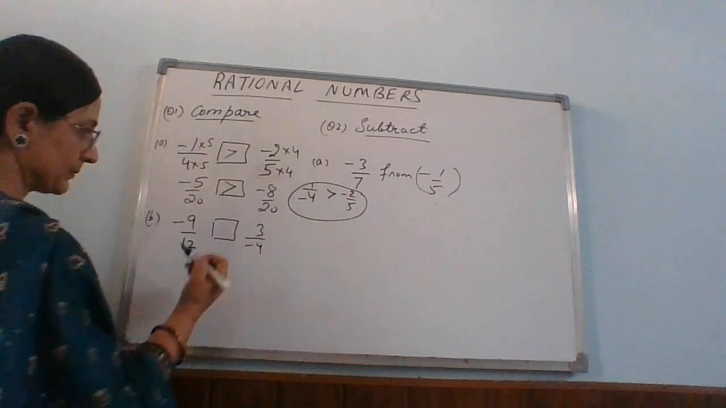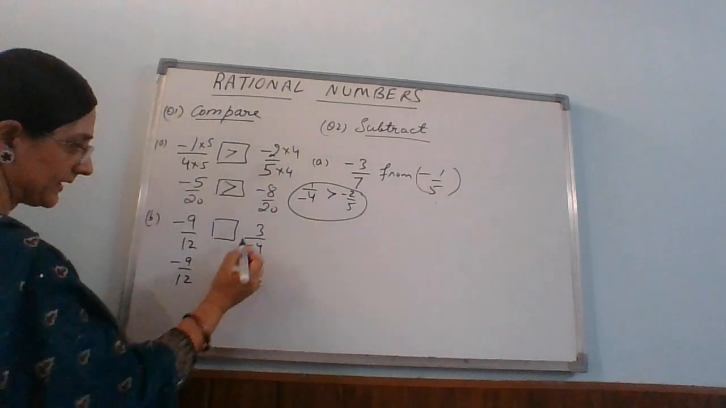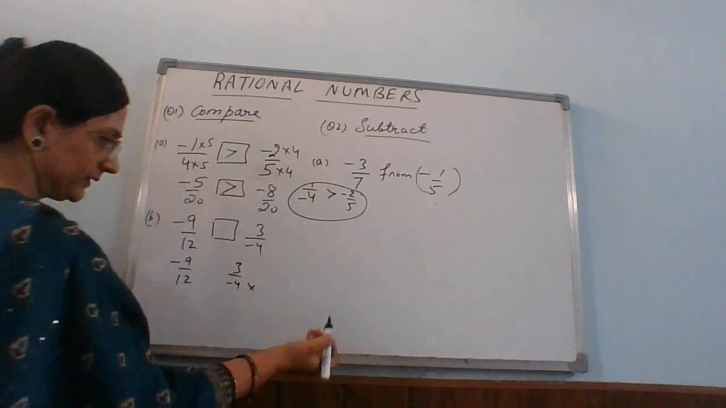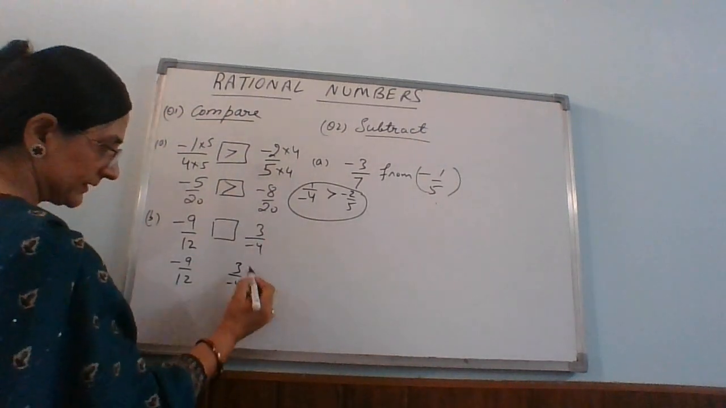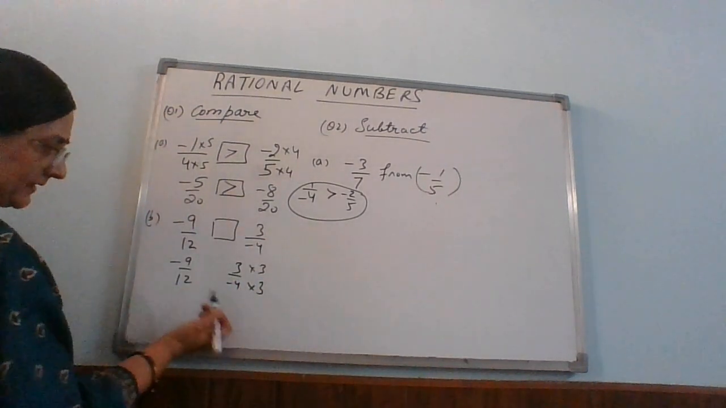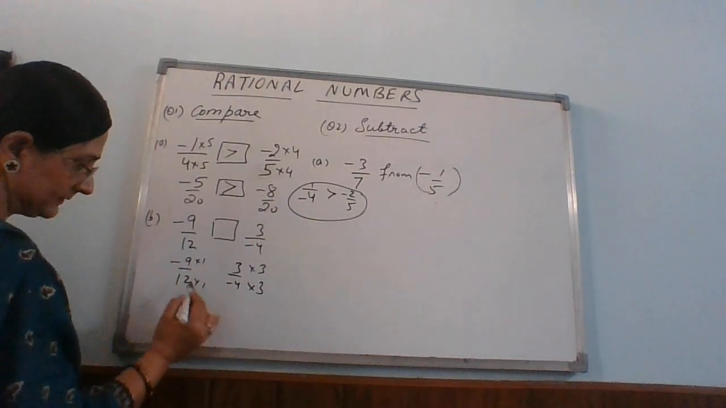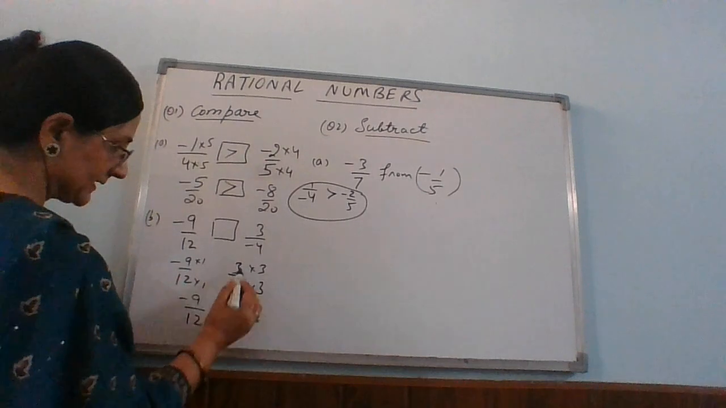Now let us try this one. Minus 9 by 12 and 3 by minus 4, right? The LCM will be 12. You can take out the LCM and find out. So here multiplied by 3, you are not supposed to multiply here. Let us multiply by 1. So what are the answers here? Minus 9 by 12. What is the answer here?